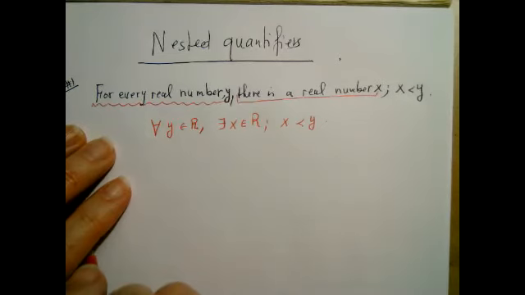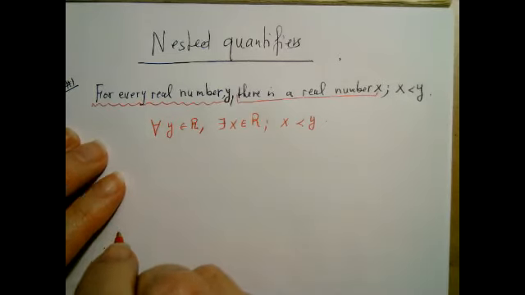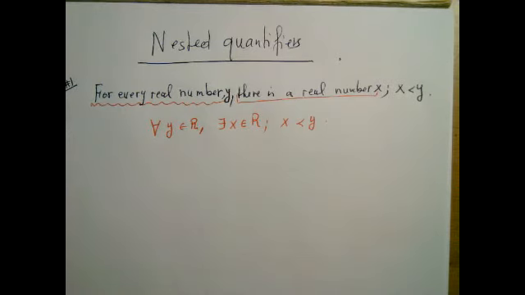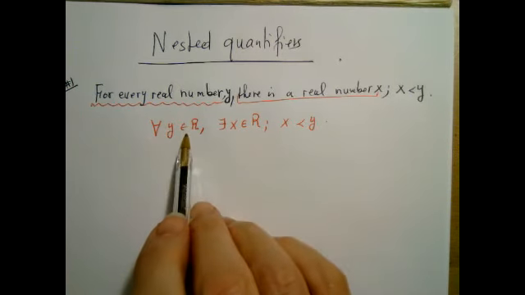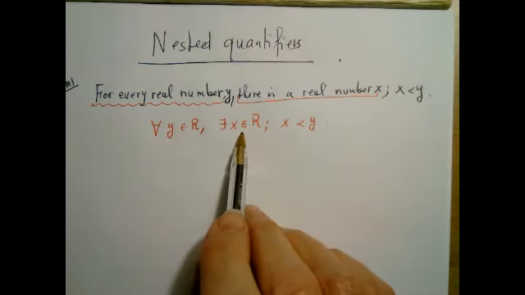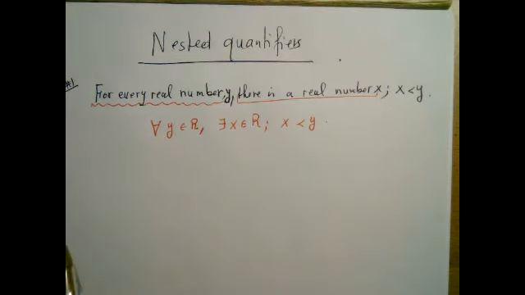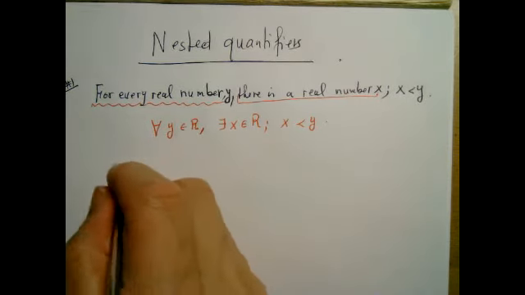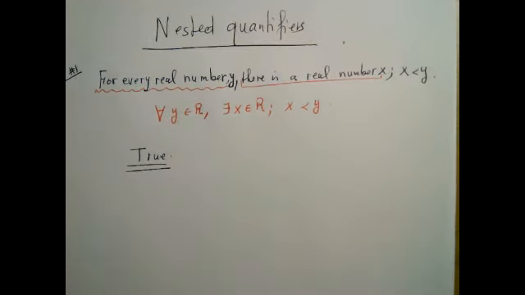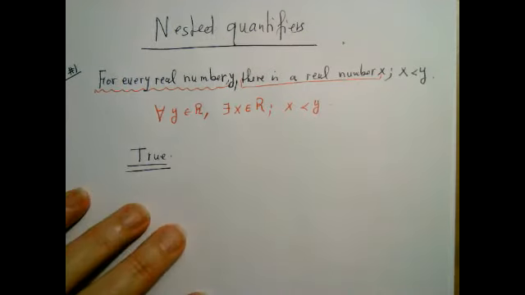Now, here is my question. Do you think the statement is true or false? Just your hunch. For every number y, I can find an x so that x is less than y. Now, I will define what it means to be true or false, but for now, just for us, do you think the statement is true? And what do you understand by this statement?